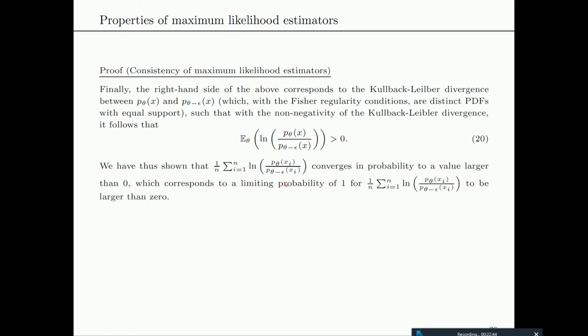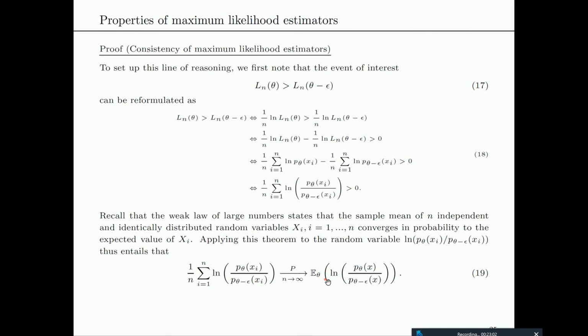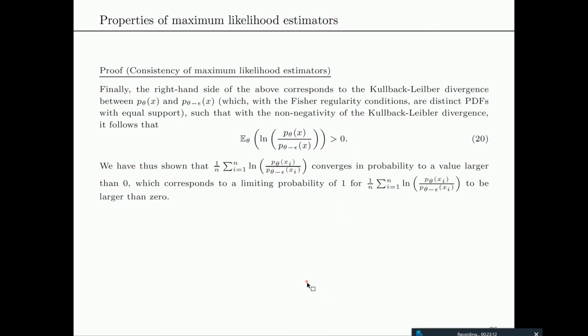And this is then just stating again what we've seen. So we've shown that this average converges in probability to a value larger than 0. This corresponds then to a limiting probability of 1. So this is, again, going back one slide, this thing here is strictly positive. So this is always larger than 0. So this converges to something larger than 0 in probability.